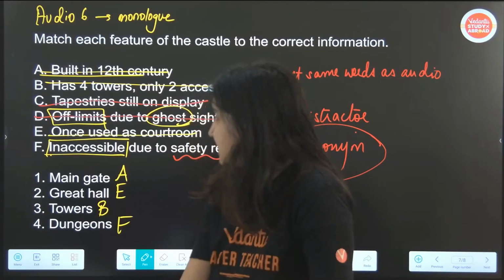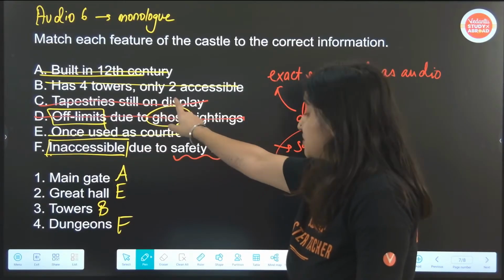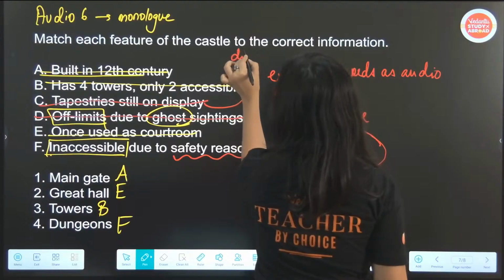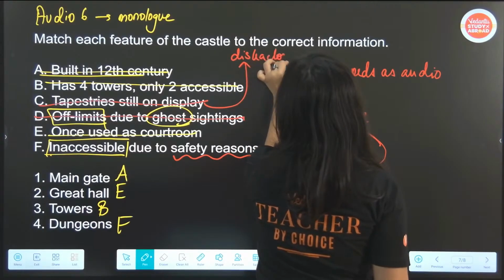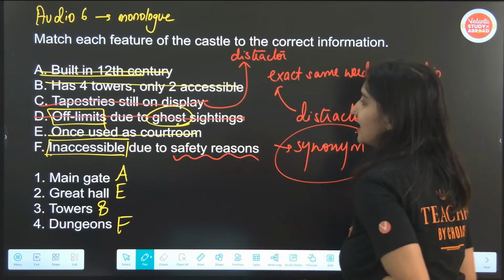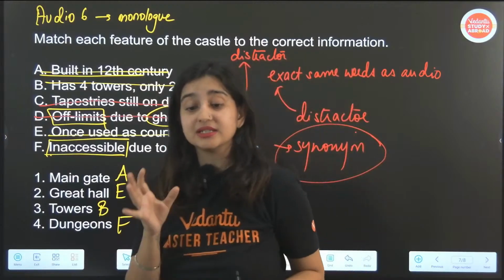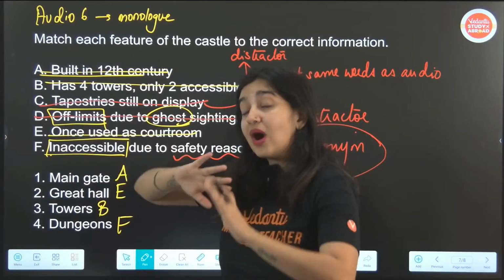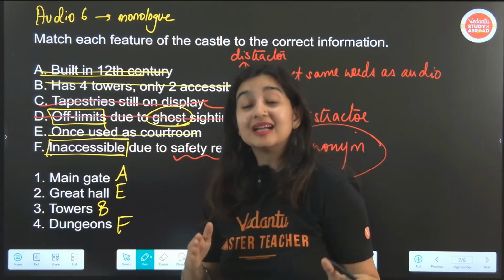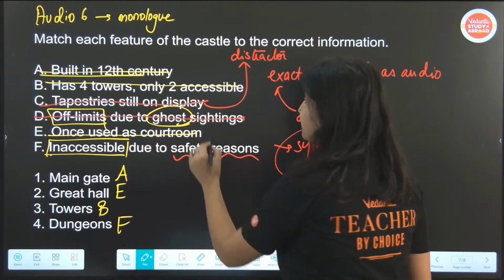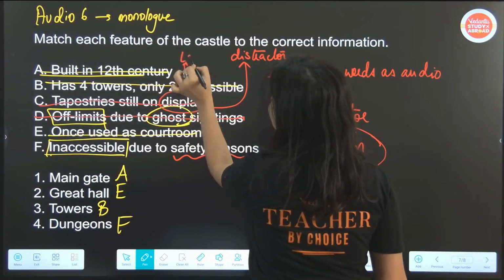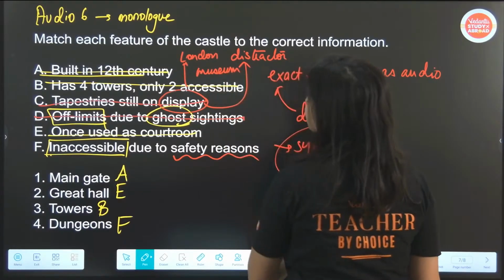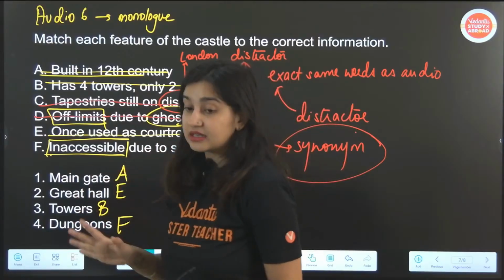What happened with C? Tapestries are still on display. This was also a strong distractor. Yes, not quite as strong as E, but it was a good distractor. Now, what was said about the tapestries? It was said that the Great Hall once had tapestries that are now on display. They are on display, but where? In the London Museum. They are on display in the London Museum, not in the Great Hall.